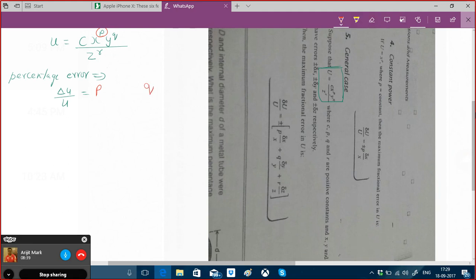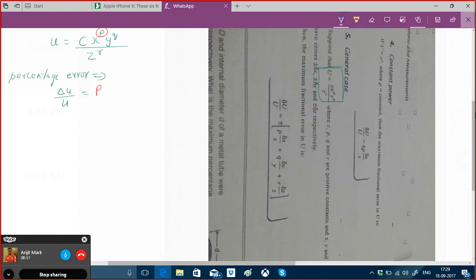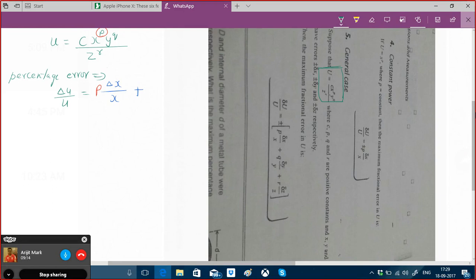Wait. If I write continuously, that will be much more convenient. Just see. P to the power P. You can see that it will be P into del x upon x, plus Q into del y upon y. This way we are connecting the power with the Q. Q del y upon y.